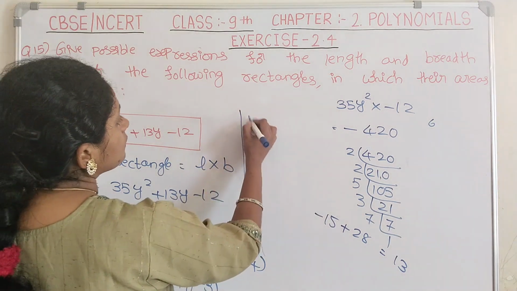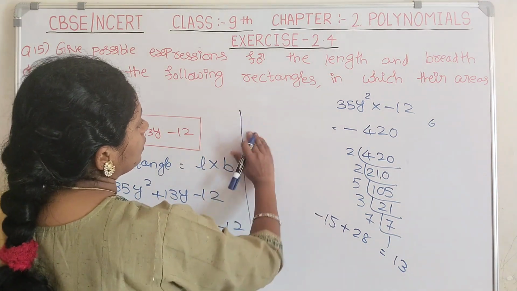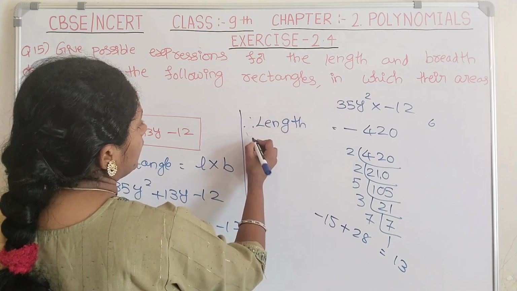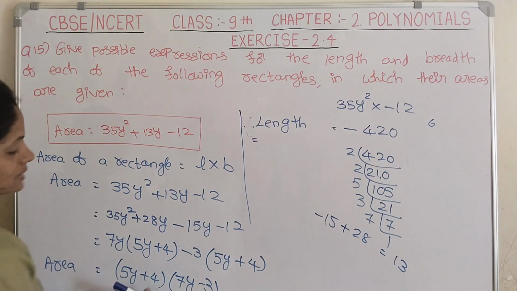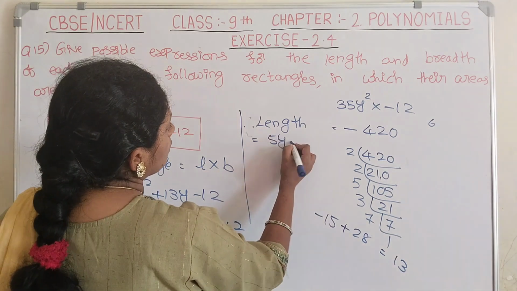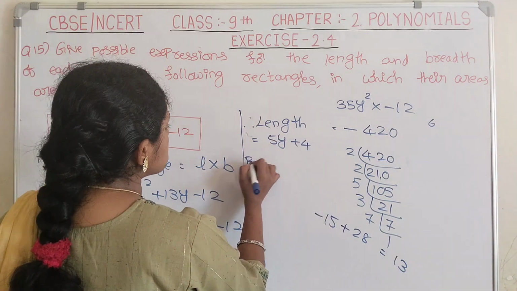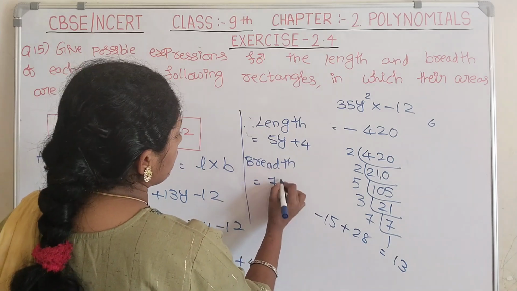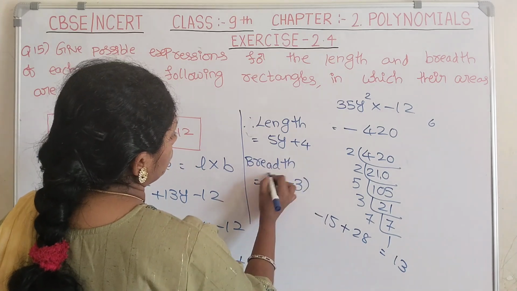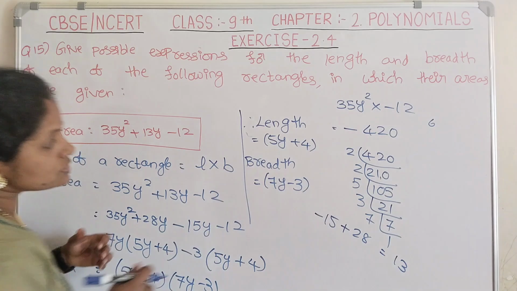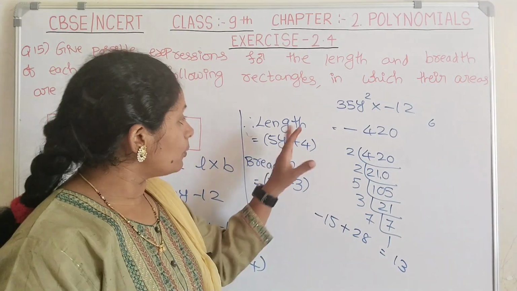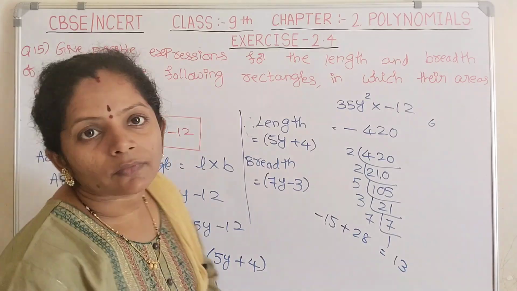We can write, therefore, the expression for the length equals 5y plus 4 and the breadth is 7y minus 3. These are the expressions of length and the breadth. It is one possible expression.